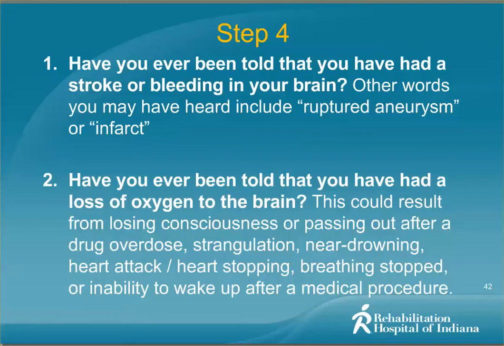I've copied the actual questions here so you can see a close-up. Question 1 asks about stroke and ruptured aneurysms. One important thing to note with this question is that you aren't asking about an aneurysm in general, you're only asking if the aneurysm ruptured. Question 2 asks about a loss of oxygen to the brain. As you can see from the question details, many events can lead to a lack of oxygen, as Dr. Ibarra explained before. So we provided several examples to help trigger that for the client.